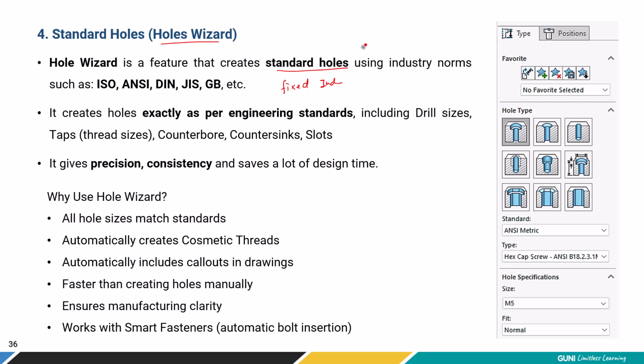So using industry norms such as ISO, ANSI, DIN, JAS and GB etc., it creates exact holes as per the engineering standards, including drill sizes, thread sizes, counterbore and counter slot. So here we have 9 types of standard holes. Now because it is standard, you have to choose the standards and relative standard sizes.